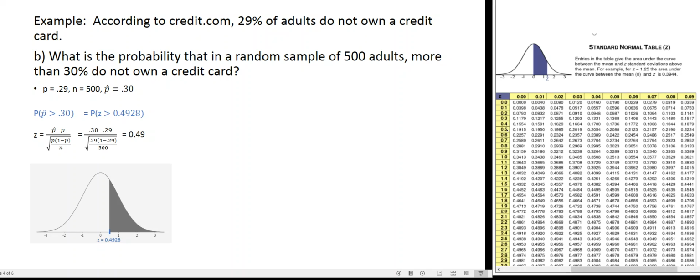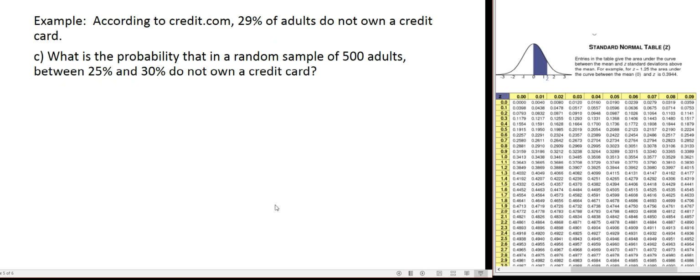So 0.49, we go 0.4, and then go all the way over to the 9, and we get 0.1879. Again, remember, we're going to subtract that from the entire half, which is 0.5. So we've got 0.5 minus 0.1879 that we got from our chart. And if I subtract those, we get 0.3121.